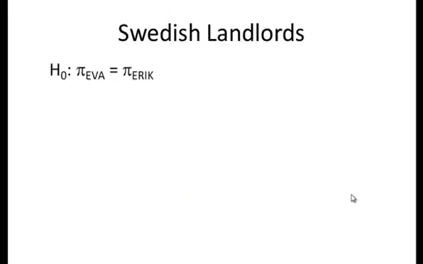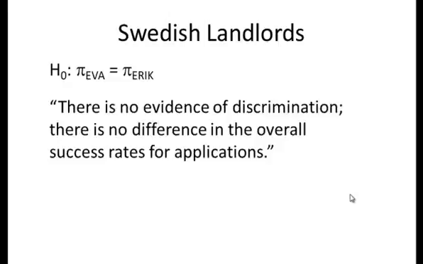The null hypothesis is that these two proportions are the same for the population of all landlords. That is, there's no difference in the overall success rates. The alternative hypothesis is that there is a difference, and in this case we chose a two-sided hypothesis because we had no prior information about discrimination except maybe for some personal hunch.